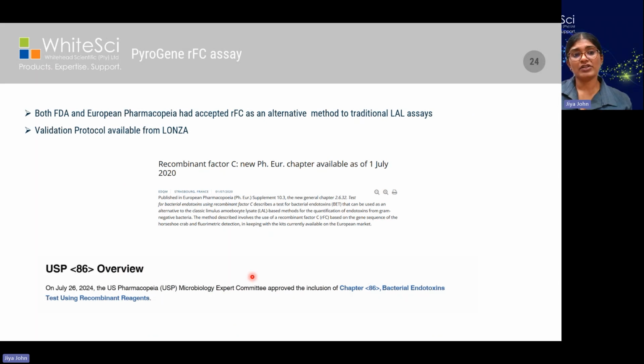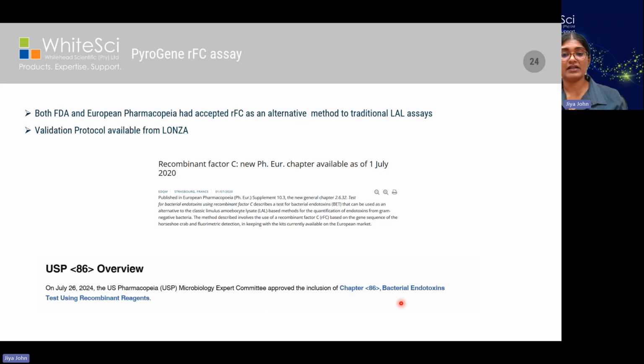And fortunately, both the US FDA and the European Pharmacopoeia have now accepted RFC as an alternative method to traditional lab assays. If you are a lab that is currently doing traditional lab assays on your product and you want to validate the RFC assay, LONZA does have validation protocols available for you to try it out. From the European Pharmacopoeia side, they have included this chapter as of July 2020 already. From the USP side, they have approved the inclusion of bacterial endotoxin testing using the recombinant technologies.